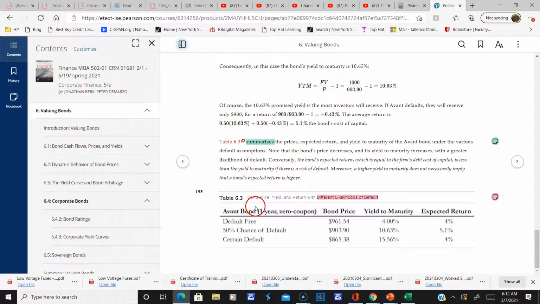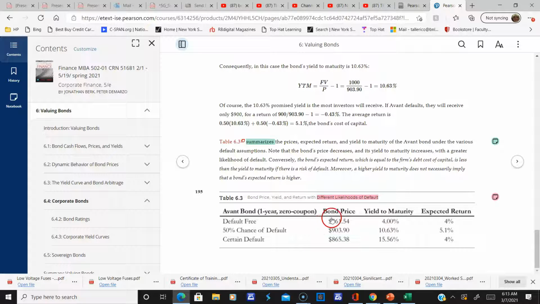All right, so here's a table that summarizes it all. This table summarizes the price, expected return, and yield to maturity of the Avant bond under the various default assumptions. Note that the bond's price decreases and its yield to maturity increases with a greater likelihood of default. Which makes sense, right? If something's going to be risky, you want to pay less, right? Conversely, the bond's expected return, which is equal to the firm's debt cost of capital, is less than the yield to maturity if there is a risk of default. Moreover, a higher yield to maturity does not necessarily imply that a bond's expected return is higher.